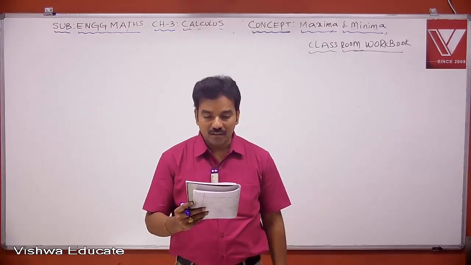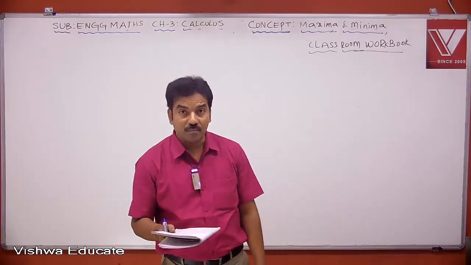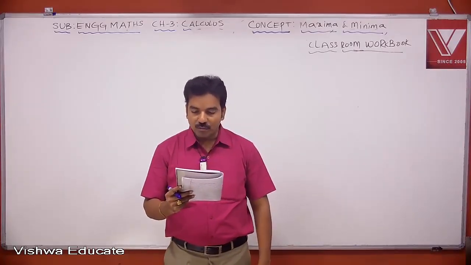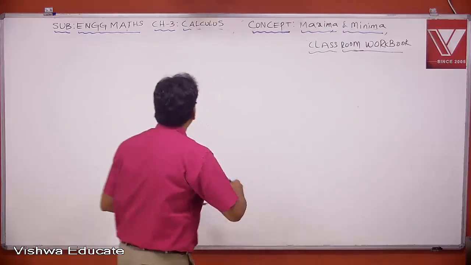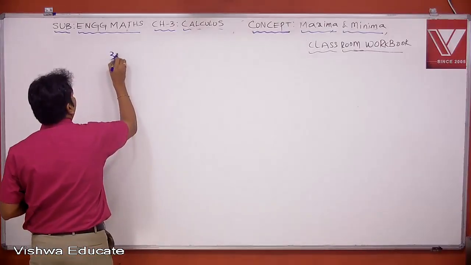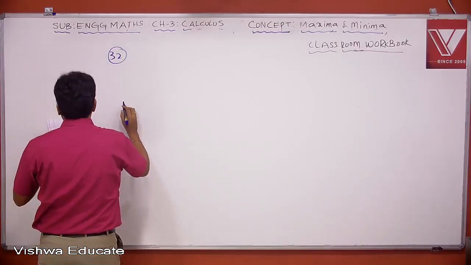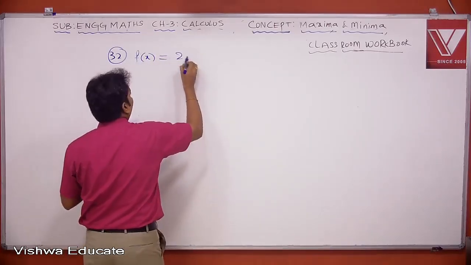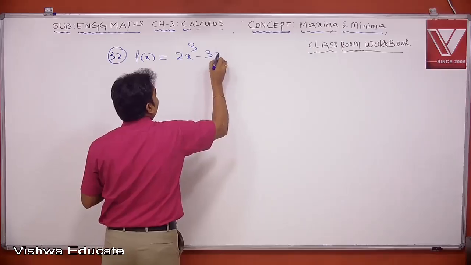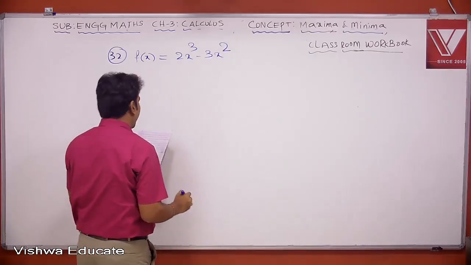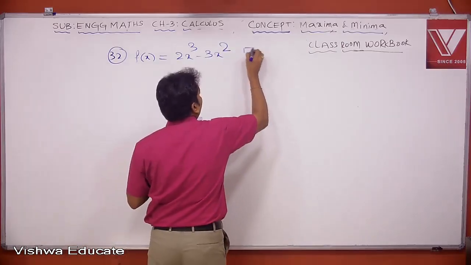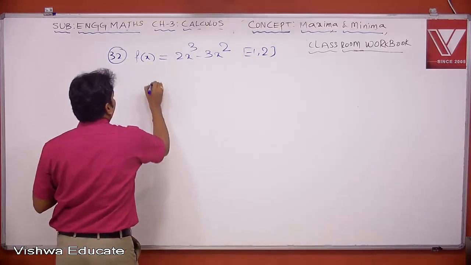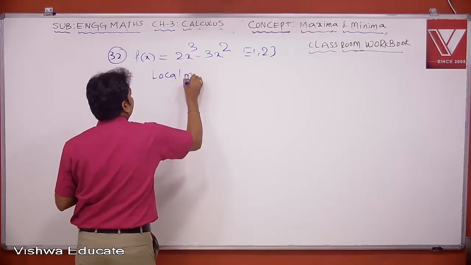Now we start the session with the classroom workbook of the concept maxima and minima. Let us start the session with question number 32. Consider the function f of x equal to 2x cube minus 3x square in the domain closed interval minus 1 comma 2. The local minimum of f of x is blank.